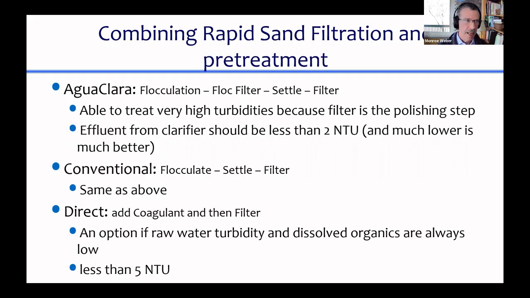I think I just want to add on this slide that there is another option for treatment, and that is direct filtration. And this is for the case where you have really, really high quality water all year round. So if the water is less than 5 NTU all year round, you could eliminate the flocculation, flock filter, plate settler system and just go straight to a filter.